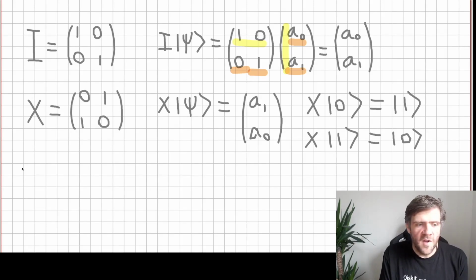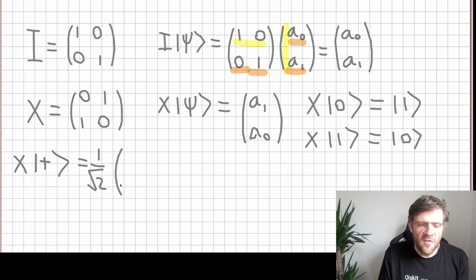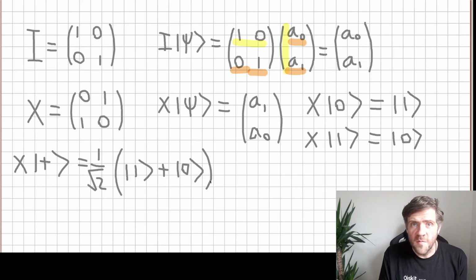But we can also look at what happens when you apply X to some other states we know. What happens when you apply an X to plus? Well, it's still got a 1 over root 2 out the front. And of course the plus state is 0 plus 1. So that 0 is going to turn into a 1. And that 1 is going to turn into a 0. But 0 plus 1 is the same as 1 plus 0. So actually you're getting the same state out as you started with. X applied to plus does nothing.